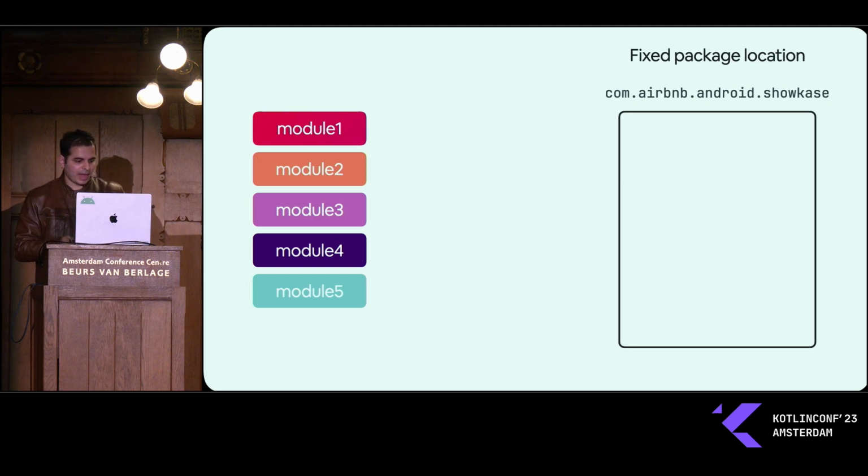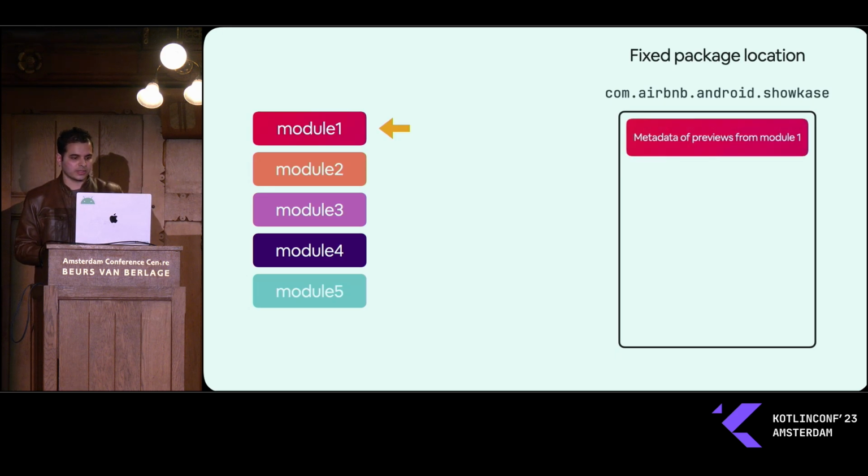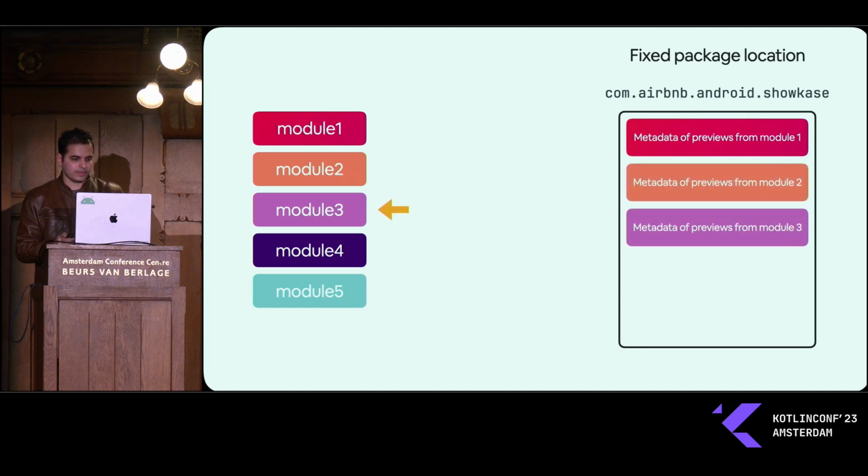In this example, the package name happens to be com.airbnb.android.showcase, but it can honestly be anything that you want as long as it's a fixed location. And so running through an example again, when module 1 is being processed, we dump all the metadata in this fixed package location, which basically means that whatever classes I'm generating should have the package name as this fixed package location. And we repeat the same process for all the different modules.